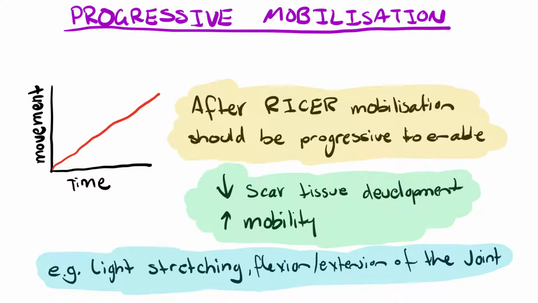So for example, if you've rolled an ankle, it could be a simple concept of flexion and extension of the ankle joint to try and stretch the ligaments and muscles around the ankle joint.